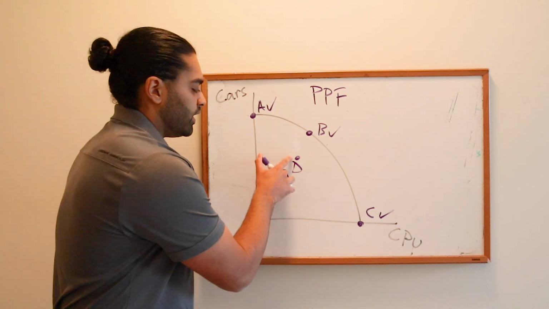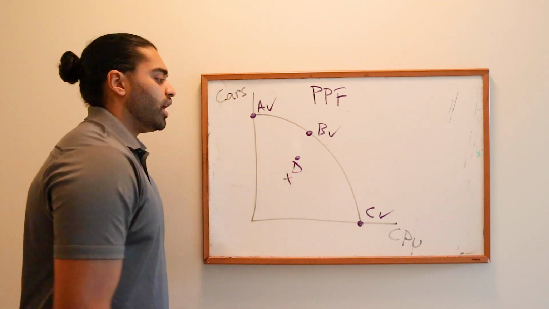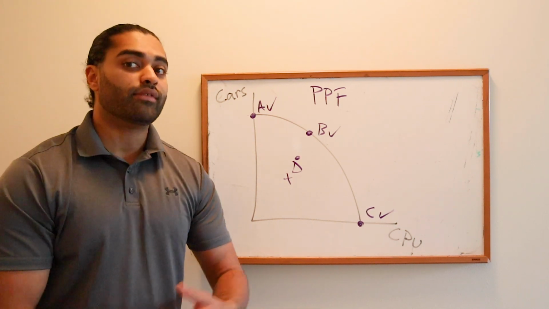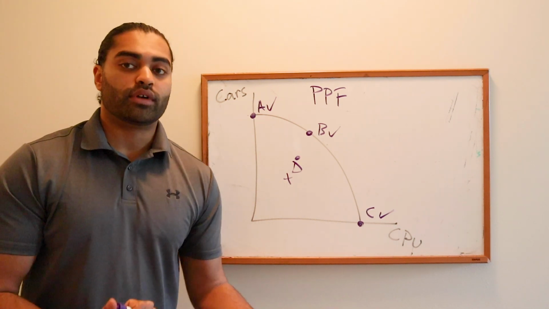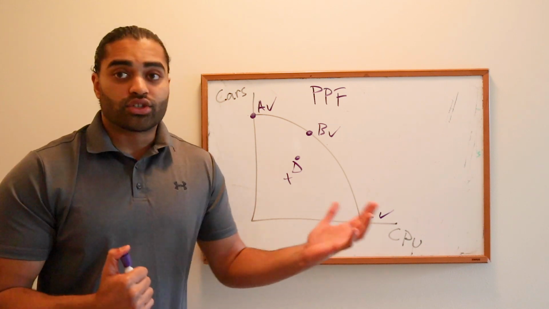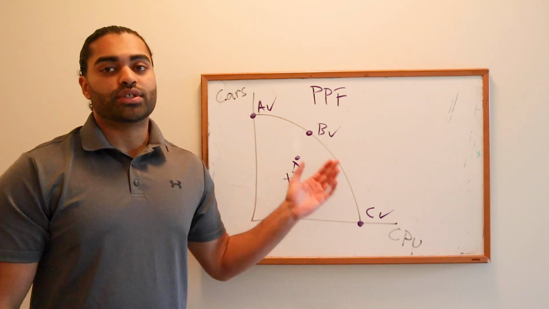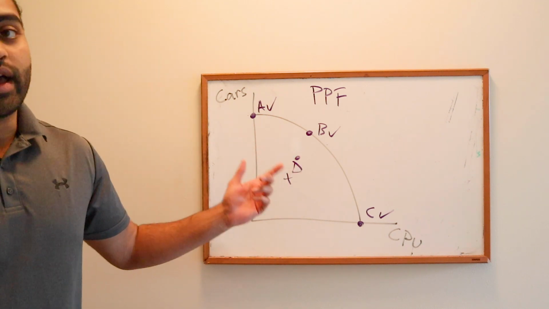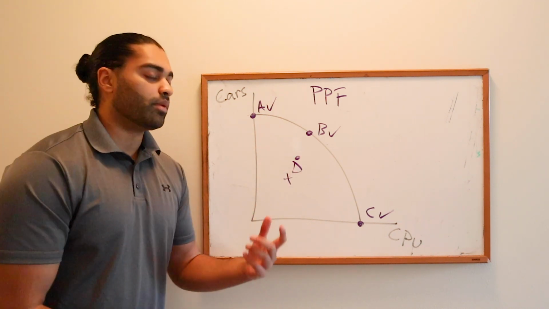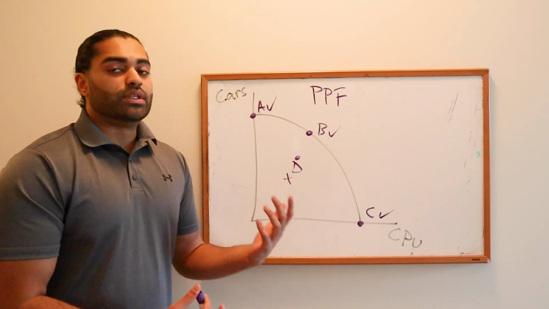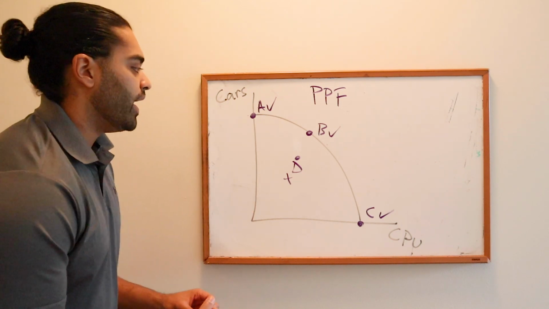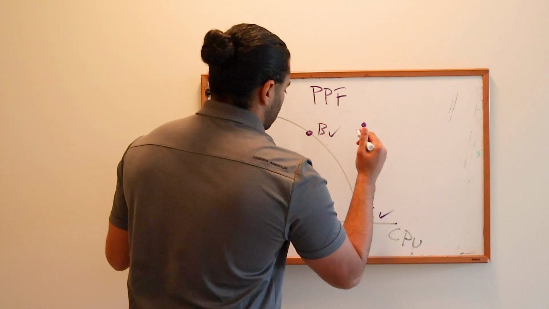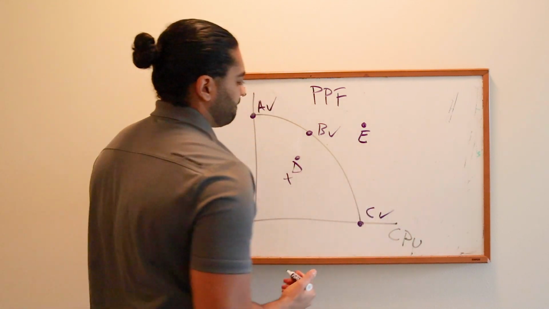Now a point in time when we're inside of our PPF is, for example, a recession. We have all the labor, we have all the capital available to us, but due to some other external factors, we're not able to produce at our potential. So again, that's when we're inside of our PPF, in times of recession or when we're not using our resources to their maximum potential.